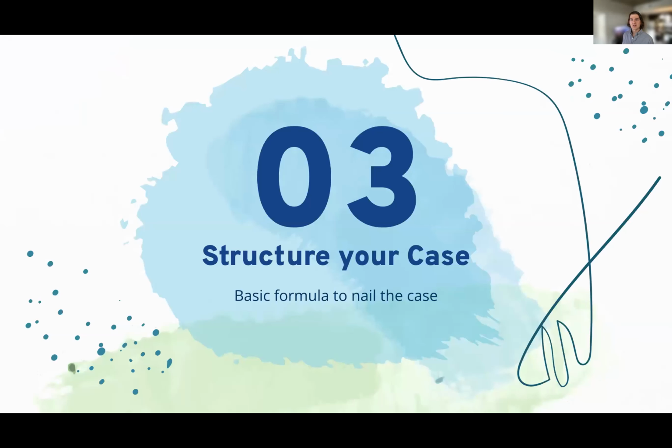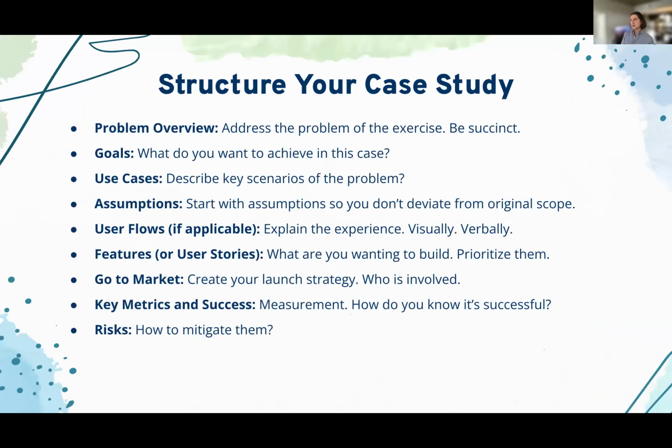So let's focus on the structure, right? In terms of building out your case study, I found that these 9 different areas really help with creating the right structure. Let me go through these quickly, and then I'll share some examples for each of these points. But in a nutshell, it's great to go over the problem, the goals, the use cases, different assumptions, your user flows, features, your go-to-market, your key metrics and/or success, and the risks.